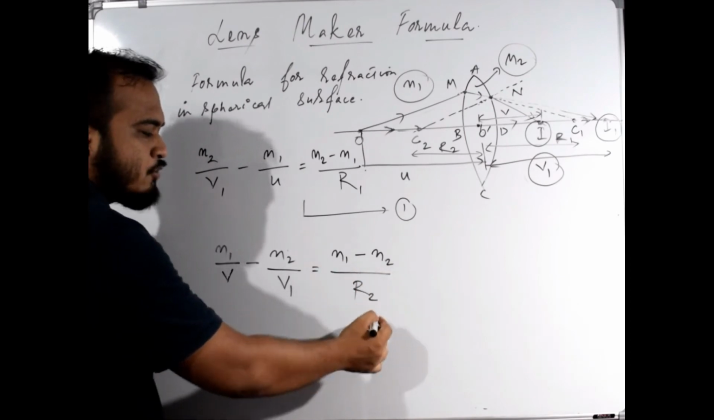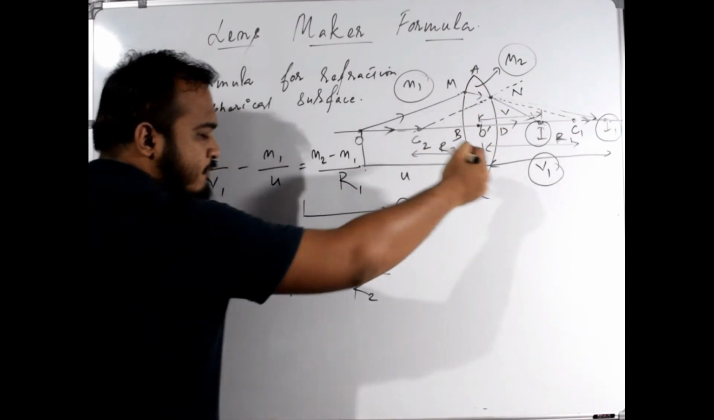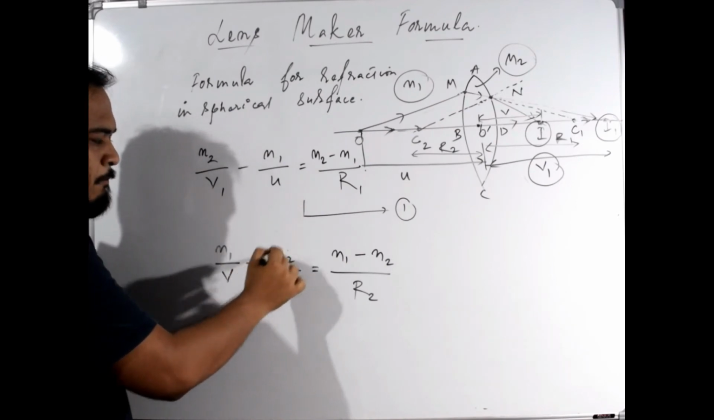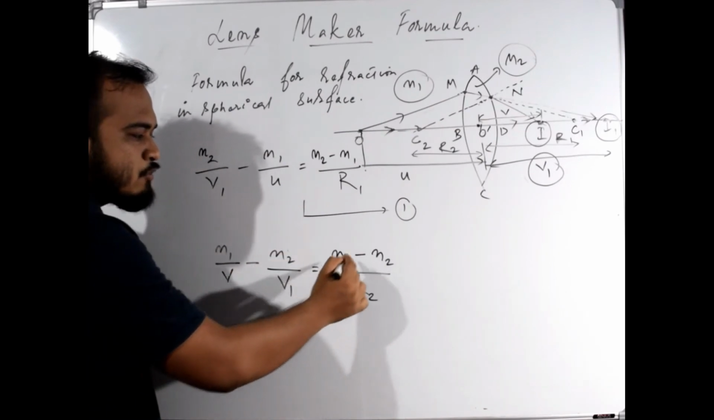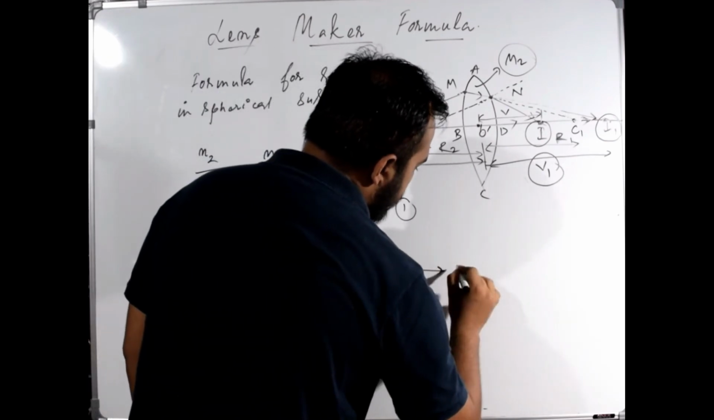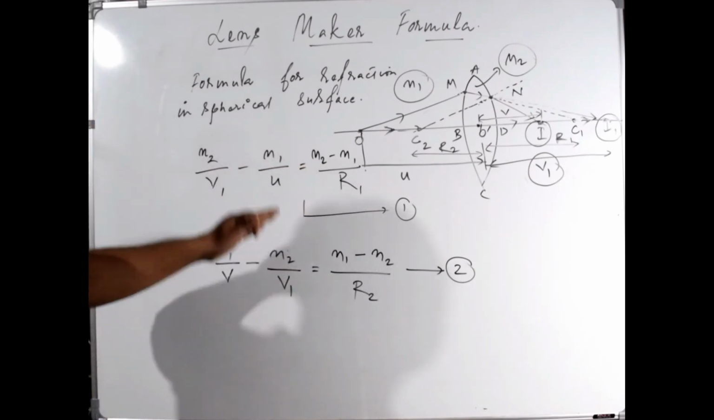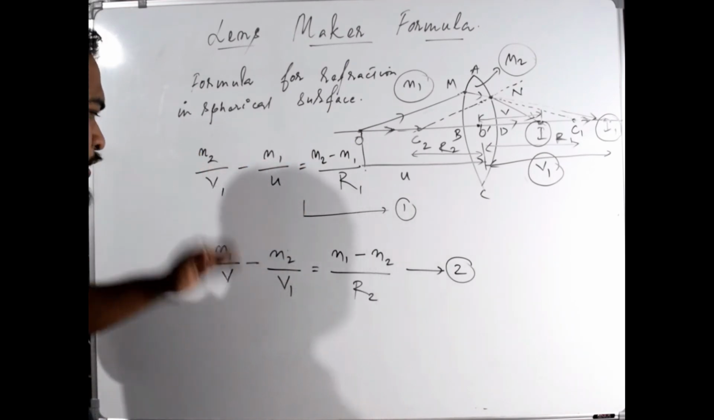That's why it is N1 minus N2 divided by R2, because R2 is the radius of curvature for this surface. So N1 divided by V minus N2 divided by V1 is equal to N1 minus N2 divided by R2. Let us call this equation number 2. So we got two equations.